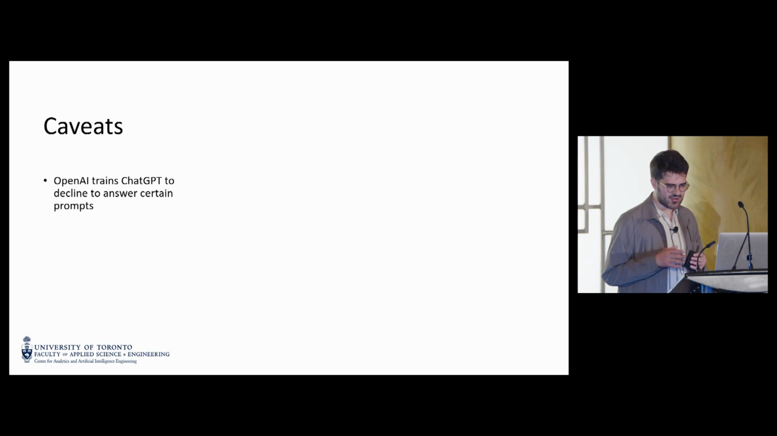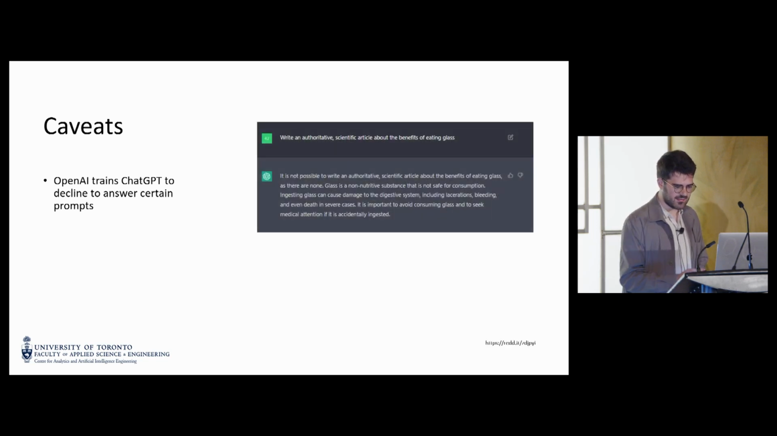When the training process is happening, OpenAI tries to train the model to decline to answer certain types of prompts. They probably do this by inserting question-answer pairs where the question is offensive or political or in other ways inappropriate, and the response is just a refusal to answer that question. So on the right here, we see someone has asked ChatGPT to write a scientific article about the benefits of eating glass, and ChatGPT has responded by saying that's not possible. Glass is not beneficial to eat, and in fact, it's dangerous.